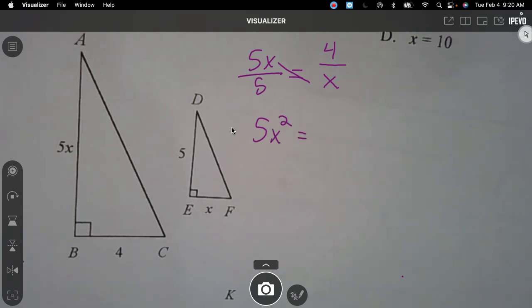Okay? And then what's 5 times 4? 20. How do I solve for x? Divide by 5. So x squared equals 4. Now, how do you get rid of a square? What's the opposite of squaring something? Square root. So x is 2. Yep, there you go. So that's your number 9. That one was a little bit of a trick. Okay? So, are we good with that? I think that's the only one like that.